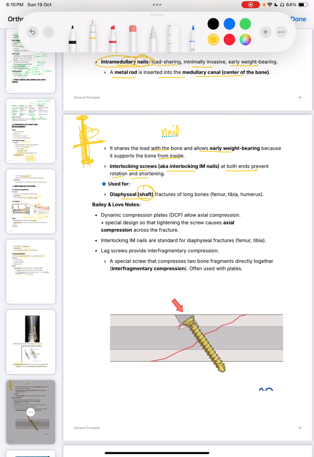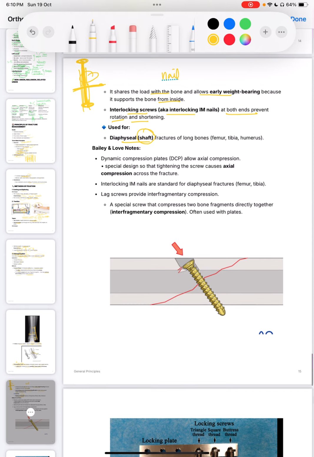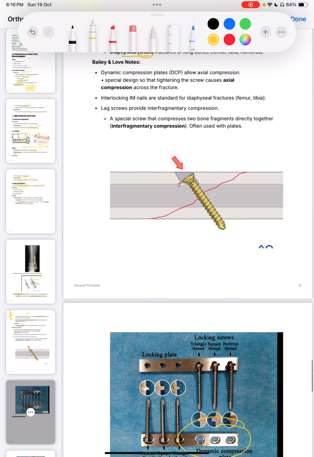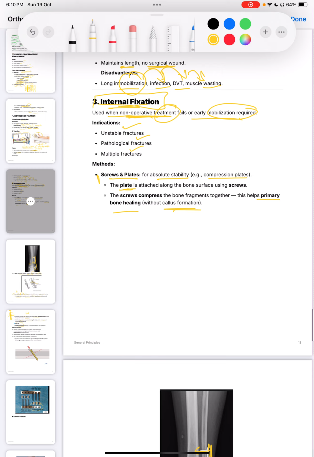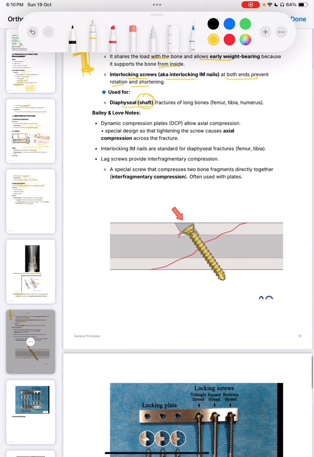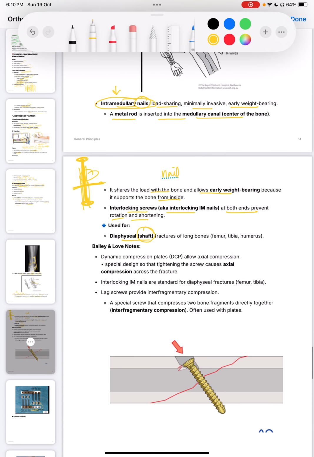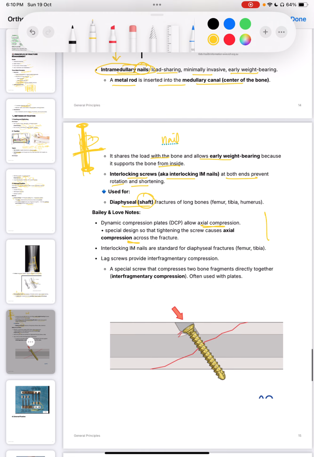So dynamic compression plates जो कि यहाँ पर होते हैं, where are these? These are special types of compression plates. हमने यहाँ पे compression plates की बात की थी ना, plates की बात की थी. So like this is a special type of plate जिसमें हमारे पास क्या होता है, which allows axial compression along the fracture. ठीक है? So it allows कि ये axis है, and here dynamic compression plates allow axial compression. And then interlocking IM nails are standard for diaphyseal fractures. ये यही वाली बात यहाँ पे होगी.